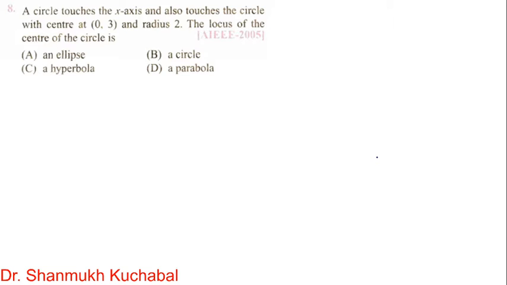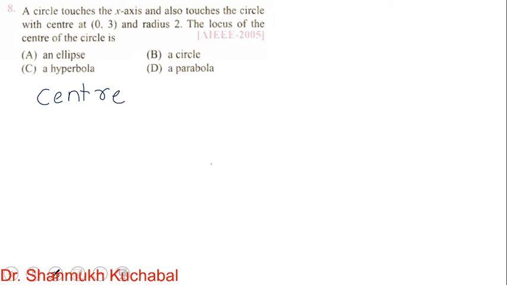A circle touches the x-axis and also touches the circle with the center at (0,3) and radius 2. The locus of the center of the circle is, so which of the following is true? We have to find out. So we'll write the given information here.